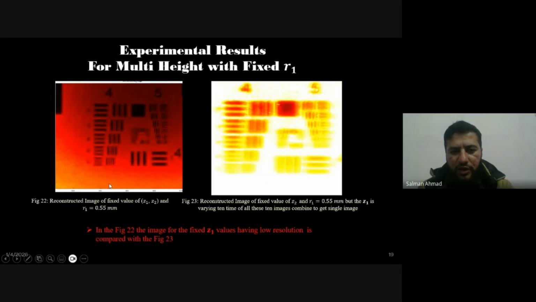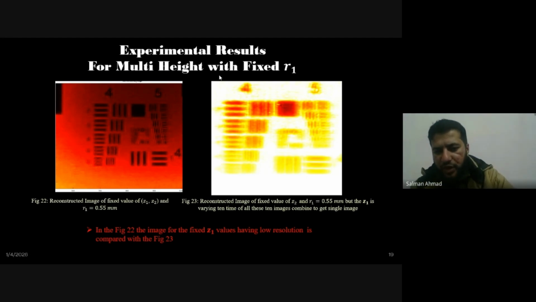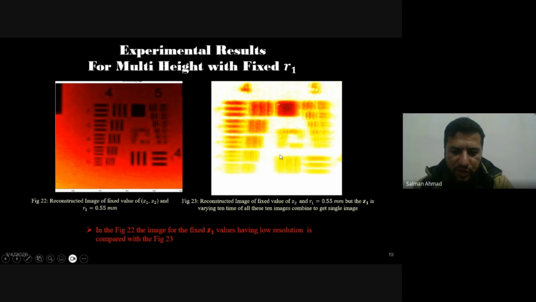Then we took experimental images of the multi-height. By taking images at R1 0.55 millimeter, where we have fixed values of Z1 and Z2, this image is when we were varying the value of Z1 while keeping the value of Z2 fixed. We were capturing images at multi-height.